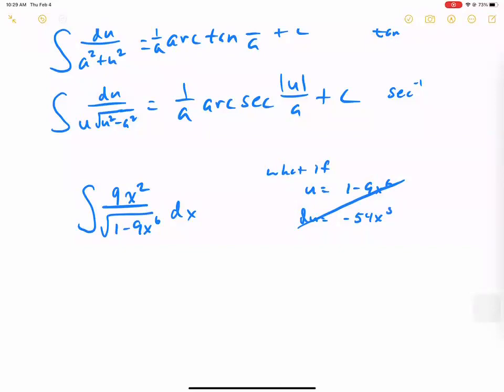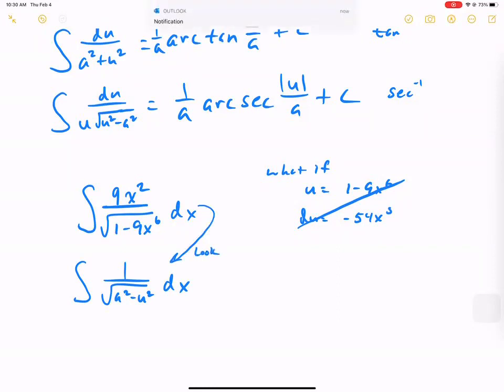So instead we say, okay, what is close to this? The integral of 1 over the square root of a squared minus u squared dx. This is what we're aiming for. We're trying to make this look like this. Okay, how do I know it's that version?